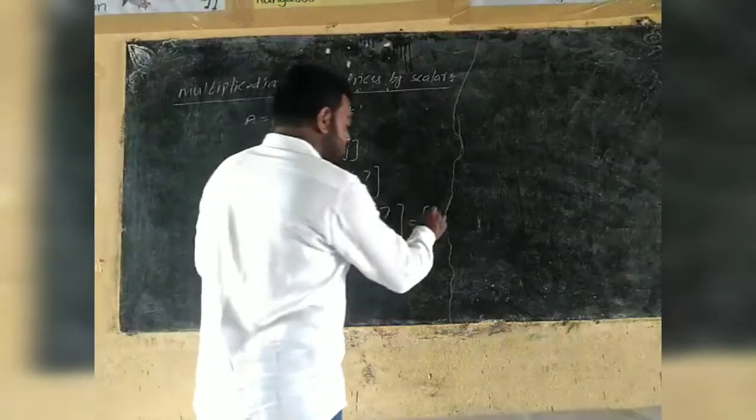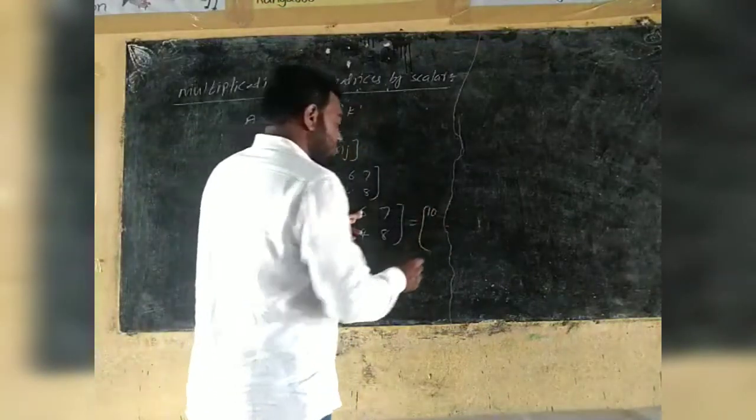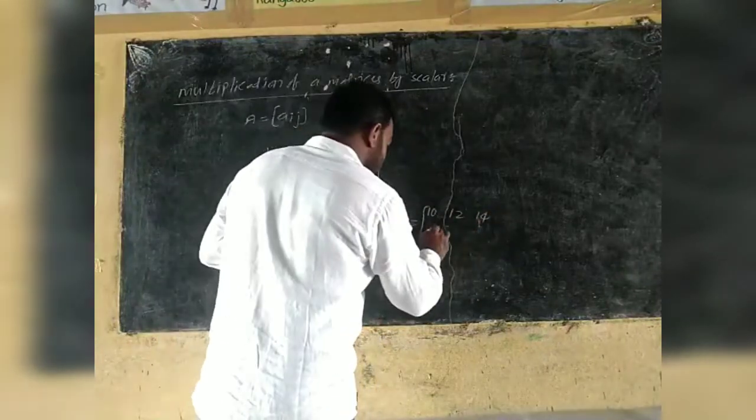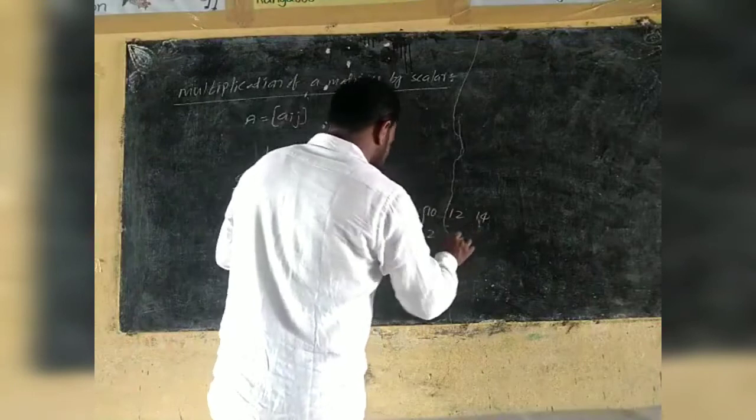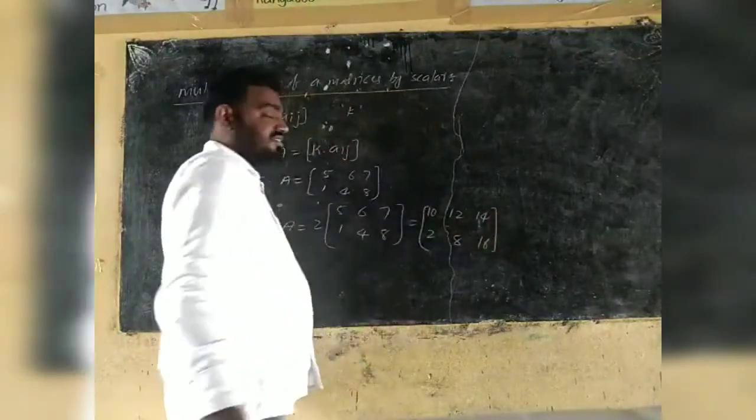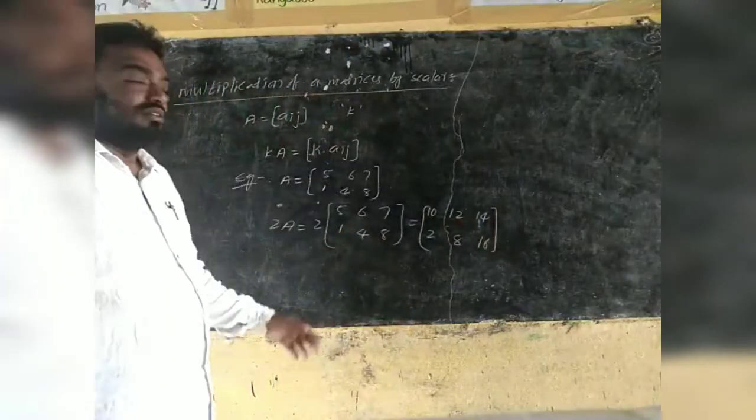2 times 5 is 10. 2 times 6 is 12. 2 times 7 is 14. 2 times 1 is 2. 2 times 4 is 8. 2 times 8 is 16. This is the result matrix. Like this we find the scalar multiple of a matrix.